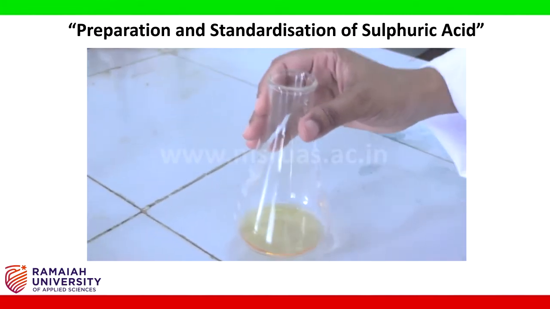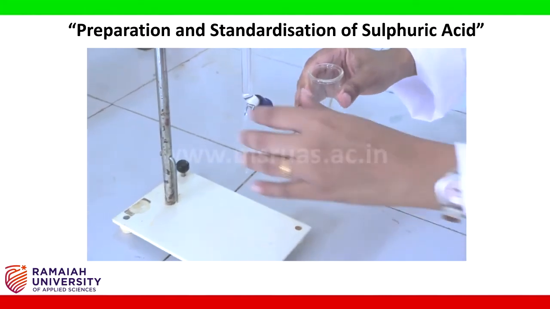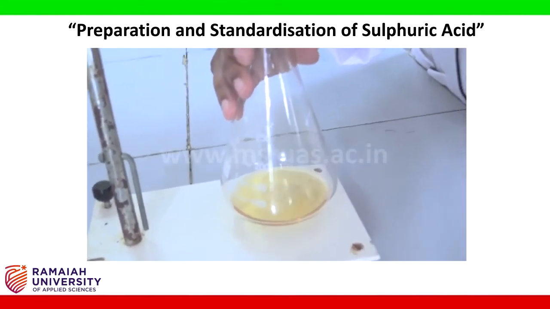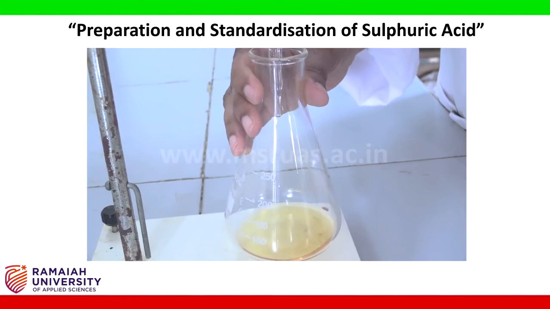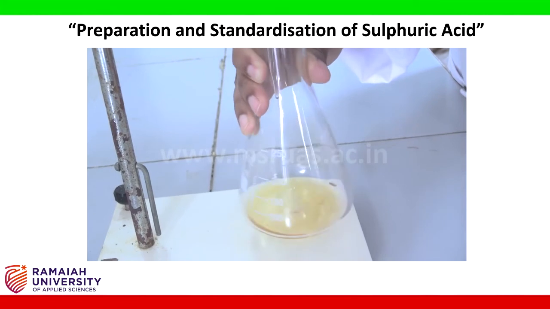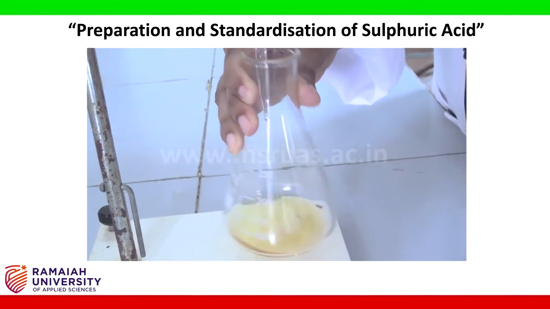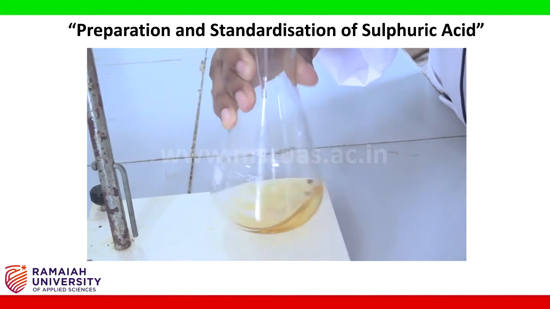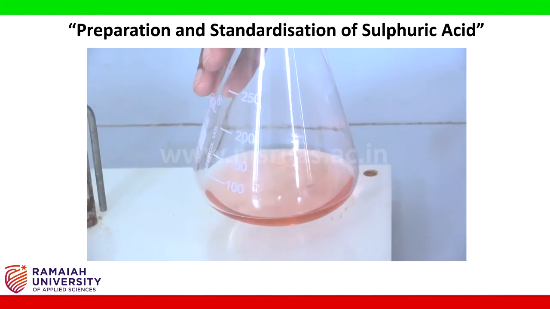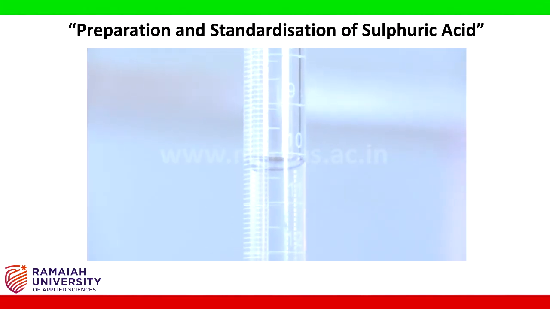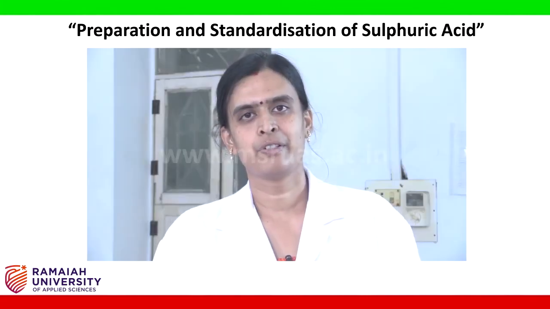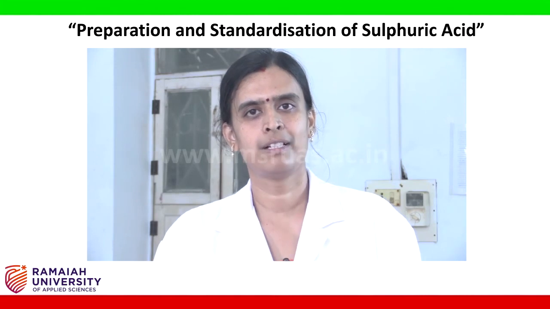After adding the indicator to the conical flask, titrate against 0.1 normal sulfuric acid until the color of the solution turns to reddish yellow. The end point is color change from yellow to reddish yellow. Note down the burette reading and repeat the titration till concordant readings are obtained. This is a procedure for standardization of 0.1 normal sulfuric acid.